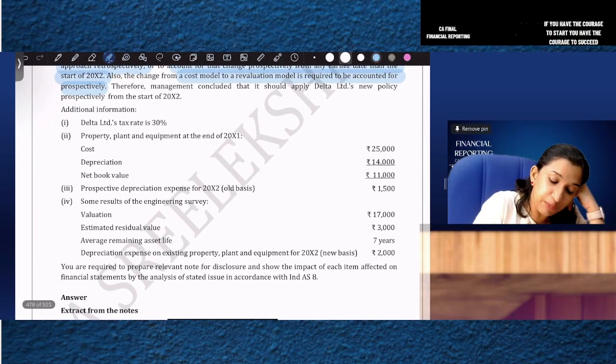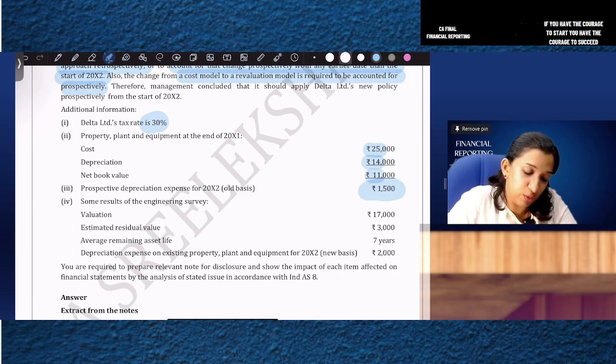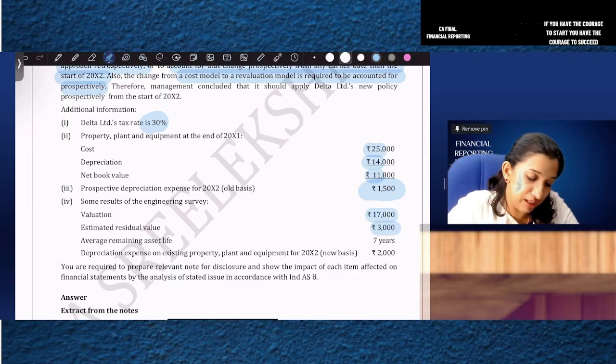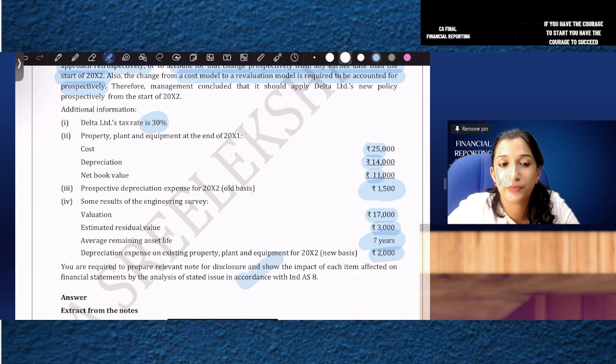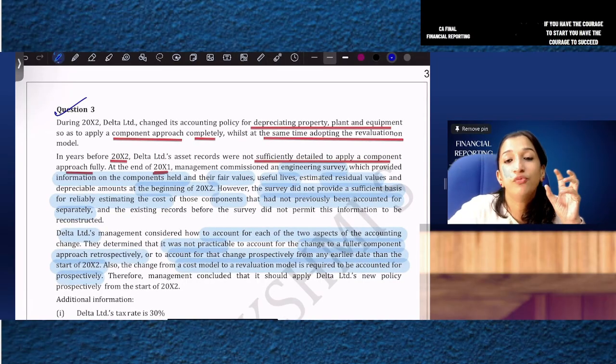Delta's tax rate is 30%. PPE 25, depreciation 14, net book value 11, and prospective depreciation for 2012 on the old basis is 1,500. Now, based on the engineering survey, valuation is now 17,000. Residual value has become 3,000. Remaining life is 7 years. Depreciation is 2,000. You are required to prepare the relevant note for disclosure. Did you understand the question? They are going for the component approach and also for the revaluation model.